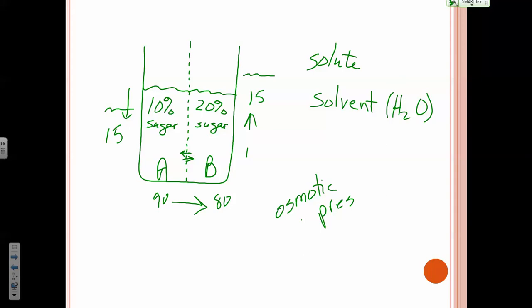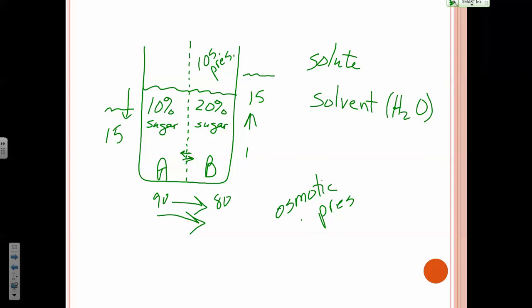Side A is hypotonic to side B because the hypo and the hyper are not referring to the water. They're referring to the stuff being dissolved. They're referring to the solute. So side A is hypotonic to side B. So do you see how the water moves toward the area that's more hypertonic? Side B is hypertonic to side A. Okay? Prior to the movement, we say that side B has a higher osmotic pressure than side A does.